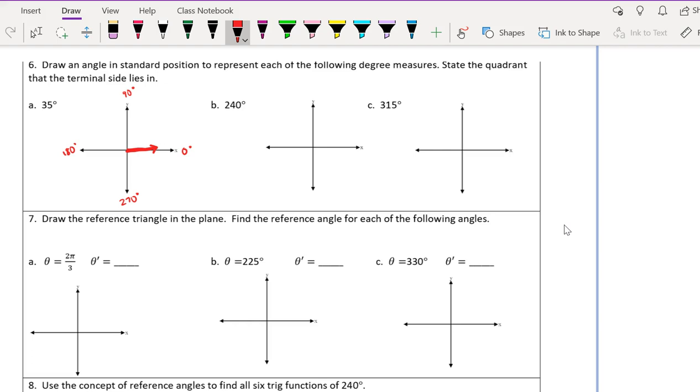So if I'm going to rotate 35 degrees, halfway between 0 and 90 is 45, so I'm going to go a little bit less than halfway. That's this angle here, 35 degrees.